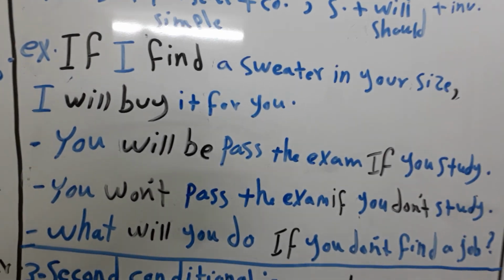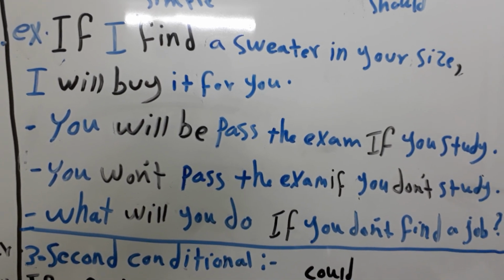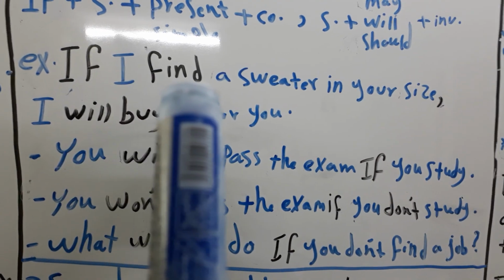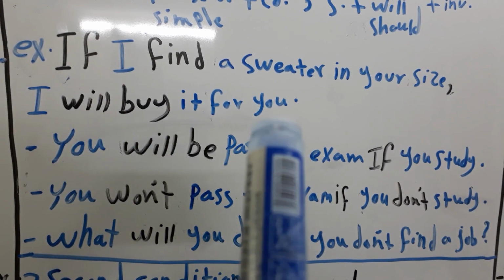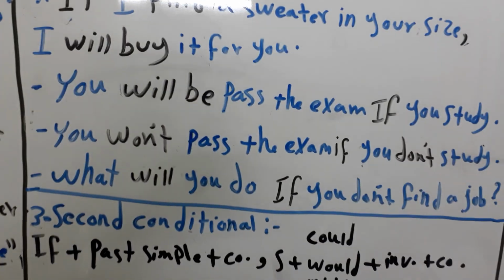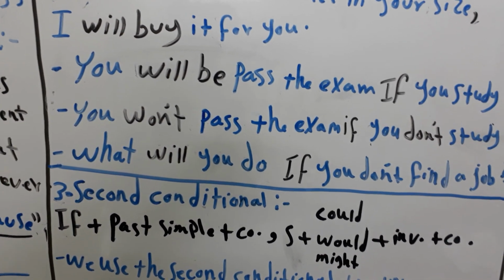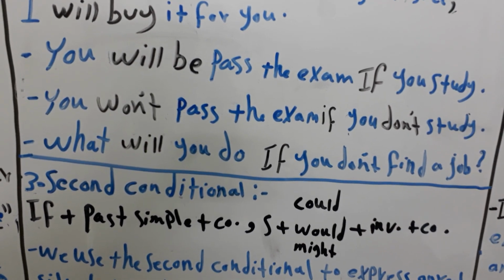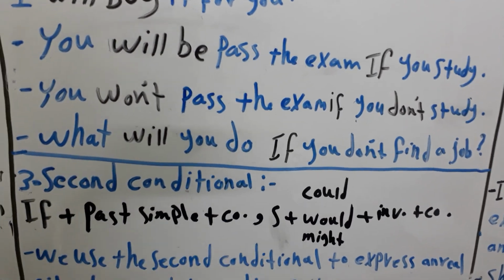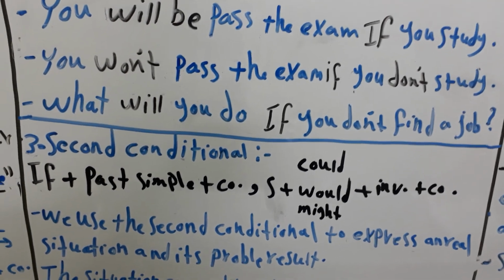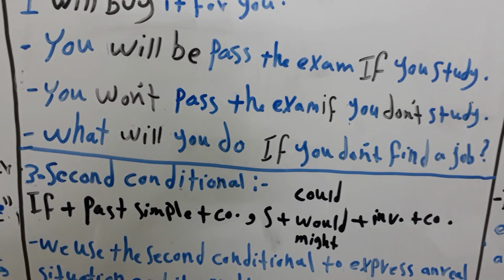I have some examples. If I find a sweater in your size, I will buy it for you. Okay? Now I have the if clause at the beginning of the sentence and the result clause in the second part. Another example: you will pass the exam if you study hard. I can make it negative. You will not pass the exam if you don't study hard. Okay? Now I have an example with a WH question. What will you do if you don't find a job? All these sentences were in the first conditional.